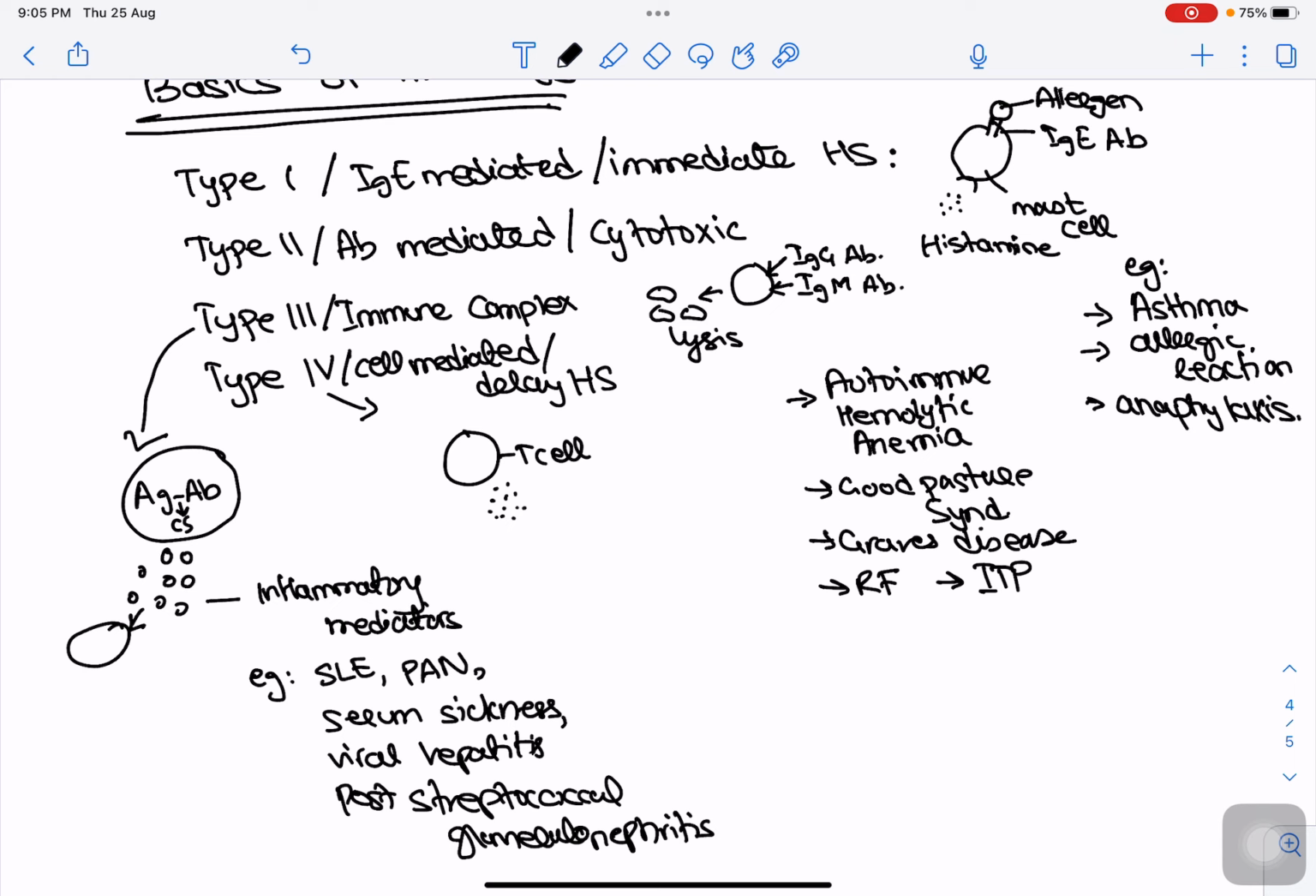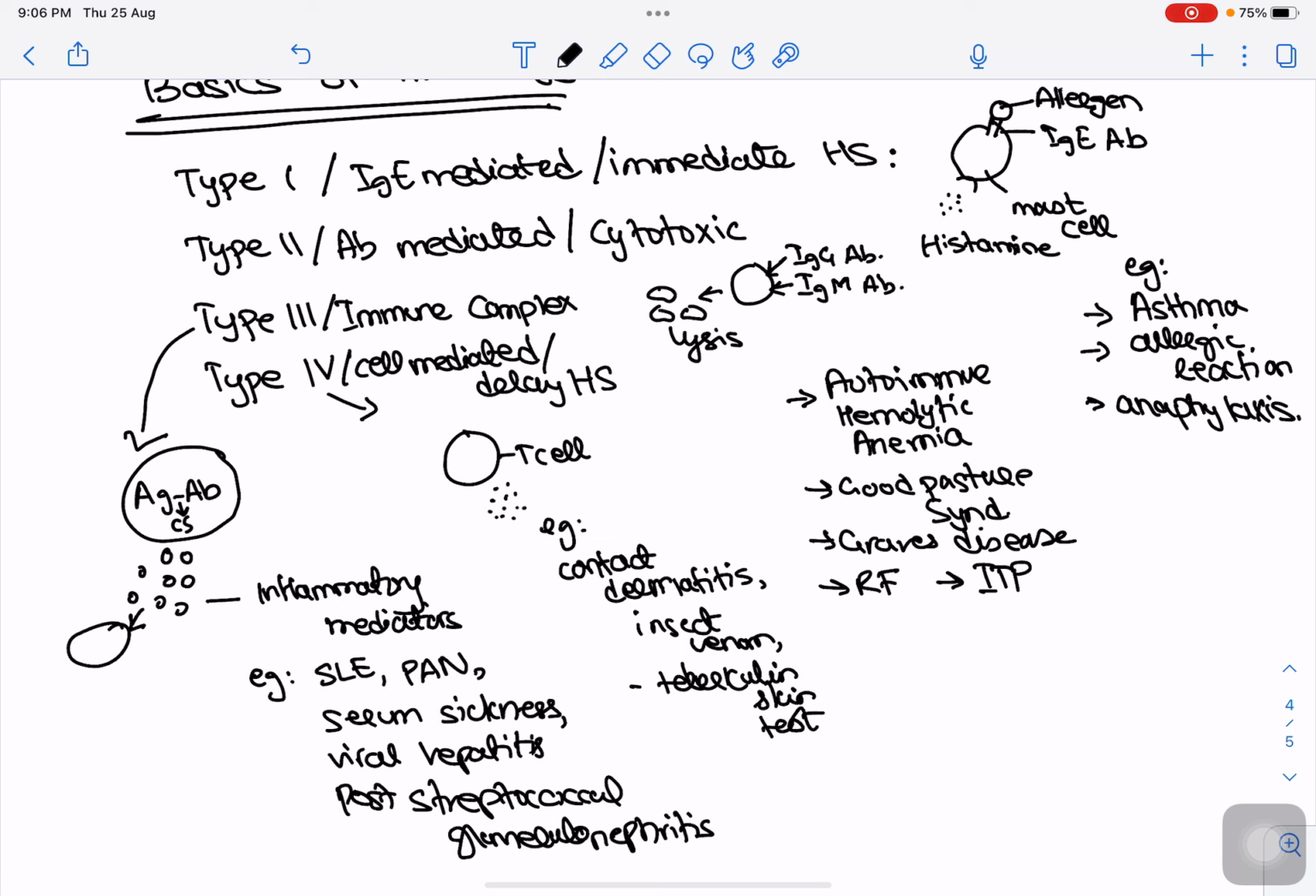So the examples for such kind of hypersensitivity reaction are contact dermatitis, followed by insect venom, mycobacterial proteins, tuberculin skin test, insect venom, contact dermatitis. So these are the examples for this hypersensitivity reaction.